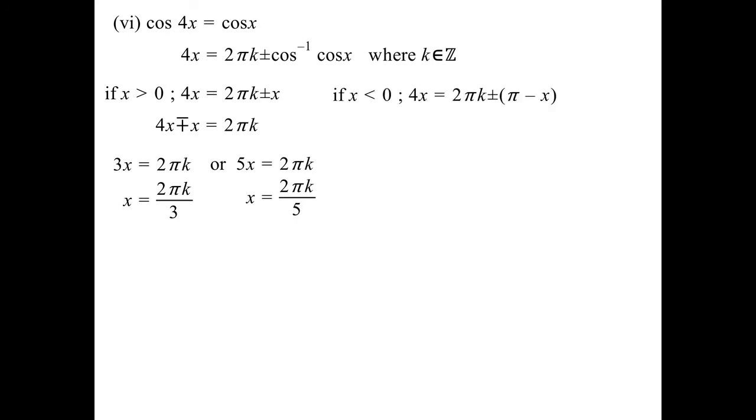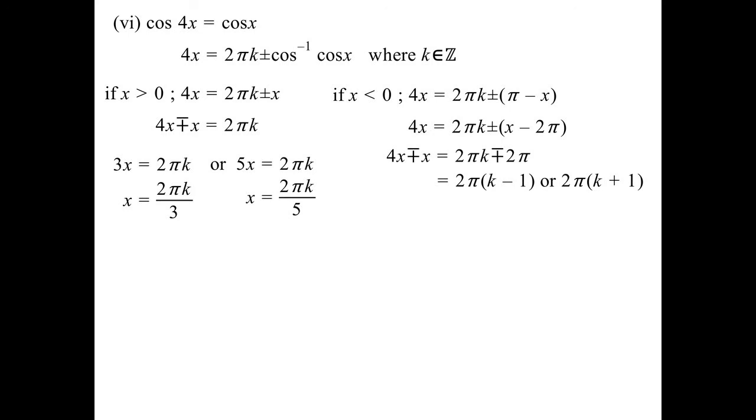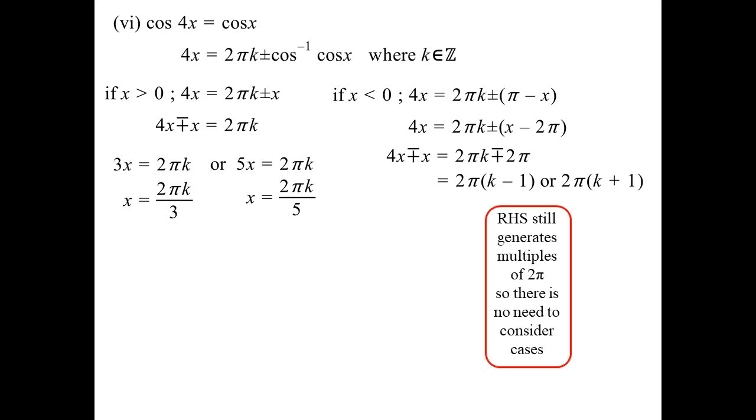Now, x is now a negative number. So I'm going to get 2 pi k plus or minus pi minus x. You're not going to get x. You get pi minus x. So now, 4x, just because I want to make that x positive, it would be exactly the same as 2 pi k plus or minus. Move it to the other side. So is it the same? Exactly right. So the right-hand side still generates multiples of 2 pi, so there is no need to consider the other cases. So our solution is simply that.